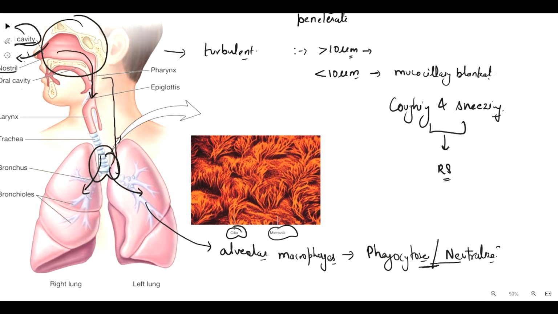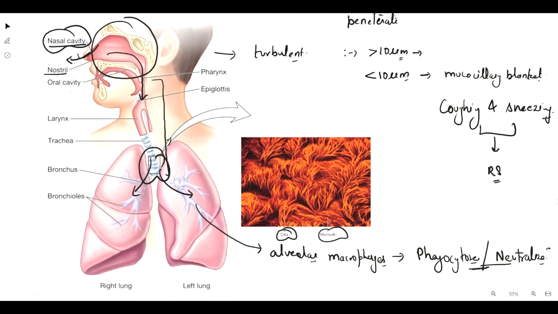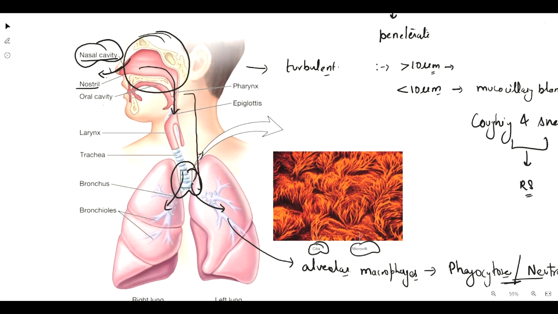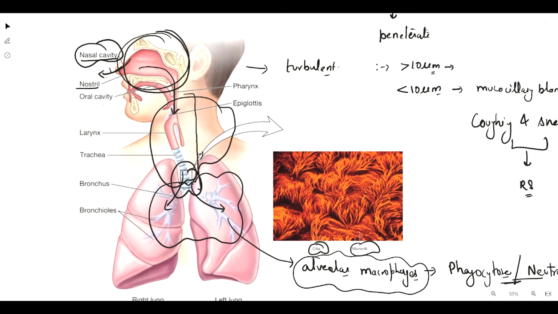So this is about the respiratory system, in which three portions play a very important role. The first portion is your upper respiratory system. The second portion is the lower region of the respiratory system, and the third portion is the lowermost region, present in the lungs, right? In the lungs, there are alveolar macrophages which deal with the pathogens.